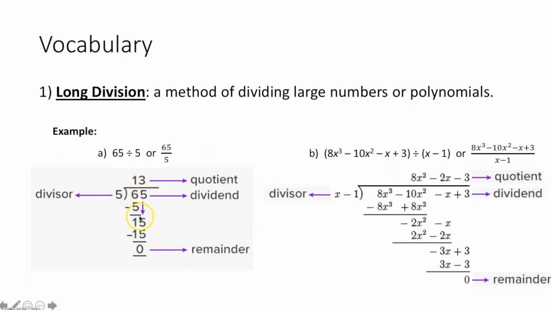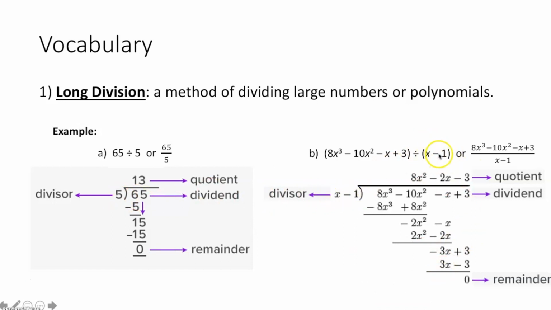Then how many times is 5 going to 15? That's 3. So you put a 3 here, and then 5 times 3 is 15. Put that here, subtract down, you get 0. That's your remainder, with your answer being up here. Your answer is your quotient. The quotient is what you get when you divide two numbers. This is what we're going to be doing today. Just know that it works the exact same way.